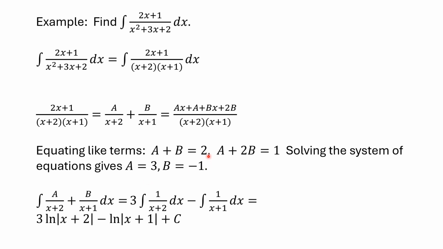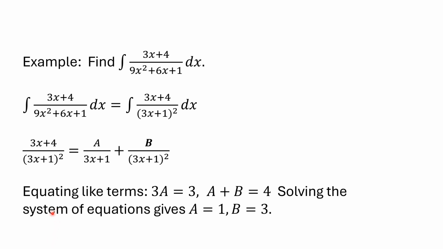And so now I will solve the simpler equation: a is 3 and b is -1. So I get 3 times the integral of 1 over x plus 2 dx minus 1 times the integral of 1 over x plus 1 dx, which is 3 times the natural log of x plus 2 minus the natural log of x plus 1 plus c. So it's not that hard once we break it down.